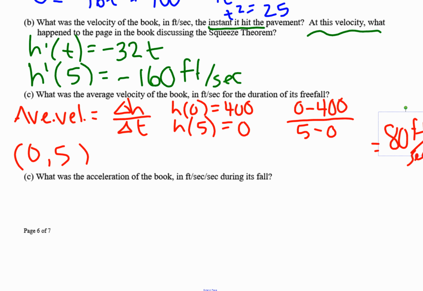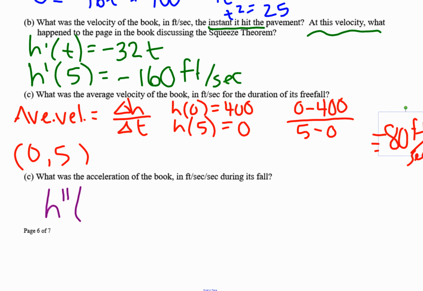Now that's a big difference. Technically negative 80 feet per second. That gives us our direction. We know it's going down. The instantaneous velocity is negative 160 feet per second. And the average velocity is only 80 feet per second. It's because it was moving a lot slower in the beginning and then it sped up as it approached the ground. And that has to do with the acceleration, which is the next one.